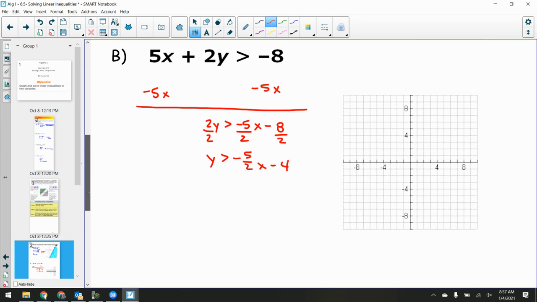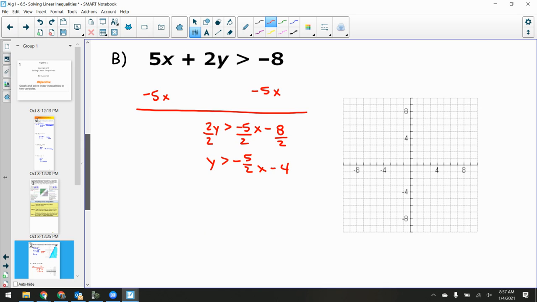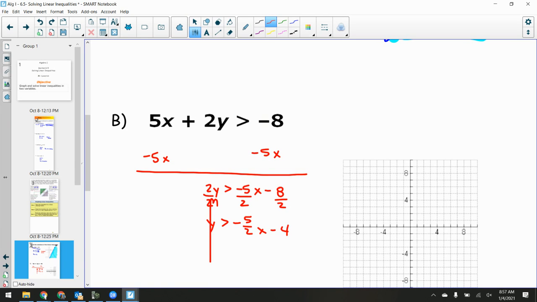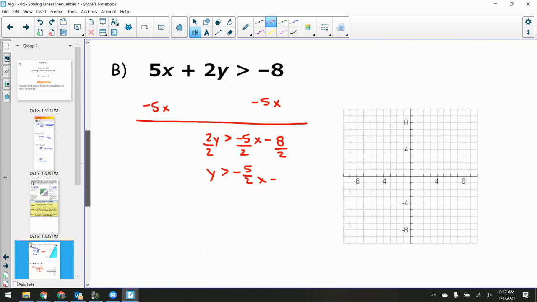Okay, so here we have our inequality. Again, please don't make the slope a decimal. The slope is negative 5 over 2. Again, that's the rise over the run, right? And then we have the b value is negative 4.